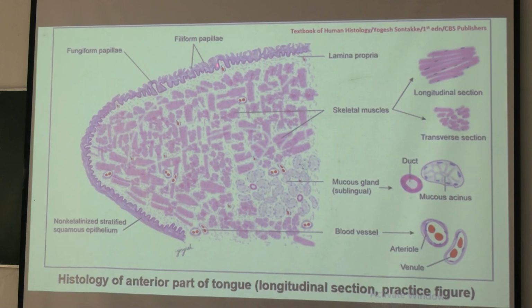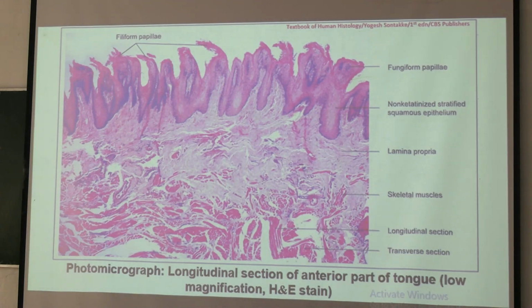After the epithelium, here is the lamina propria. You can see some sections of blood vessels and loose connective tissue. After that, these are the muscle fibers, skeletal muscle fibers lying in bundles. Some are longitudinal sections and some are transverse sections. And here are some sections of glands: mucous gland, sublingual gland, mucous and serous acini, and some ducts of the gland you can see. Some sections of arterioles and venules will also be there. So like this you will see under the microscope.